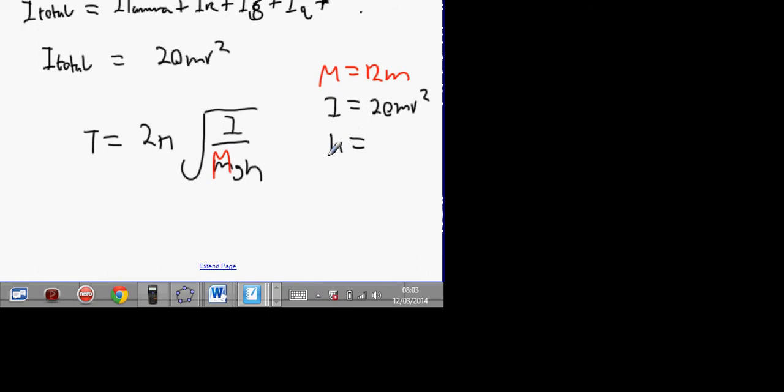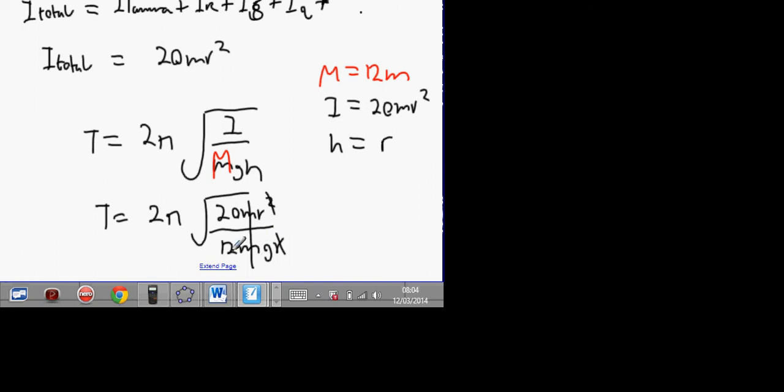Let's fill in the equation. 2 pi square root of I, which is 20 mr squared, divided by 12 m g r. Okay, m's cancel, r cancels with that r, and then 20 divided by 12 is the same as 5 over 3, so it's going to be 5r over 3g.